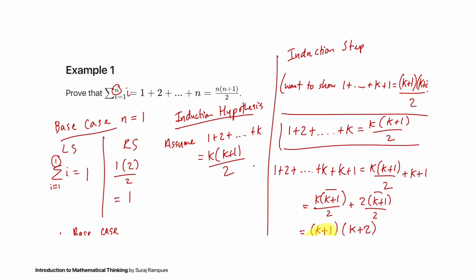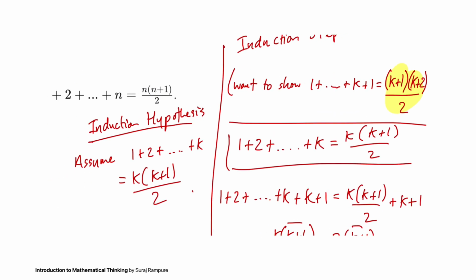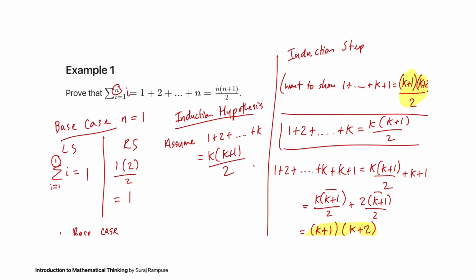Okay? And we've shown exactly what we wanted to show. We wanted to show that the sum from i equals 1 to k plus 1 is equal to exactly what I've highlighted here. And we did that. We started by assuming that it's true for some arbitrary value of k, and then manipulated that to show that it's true for our value k plus 1. So therefore, induction holds. That's a statement you'll see a lot.